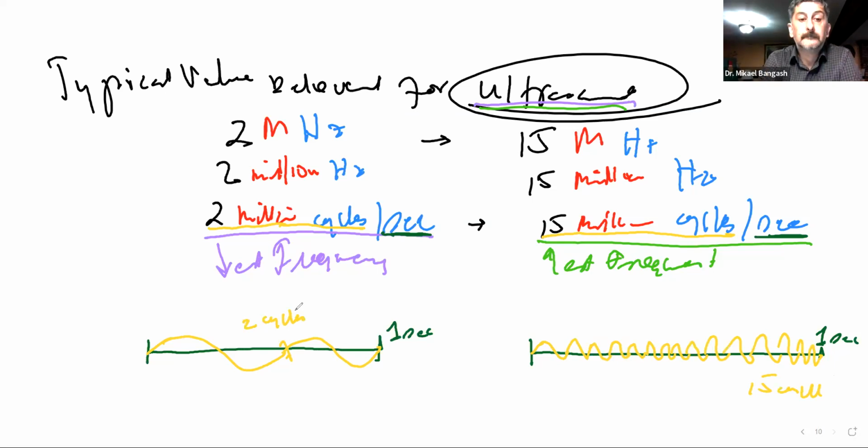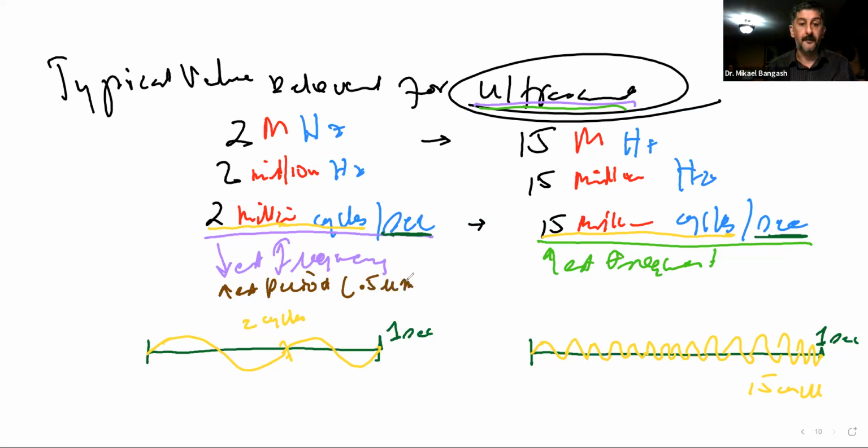So what do we see? Where we had just 2 million cycles per second, which was the lowest frequency, we can say that's when we will have the greatest period, which was half of a microsecond.